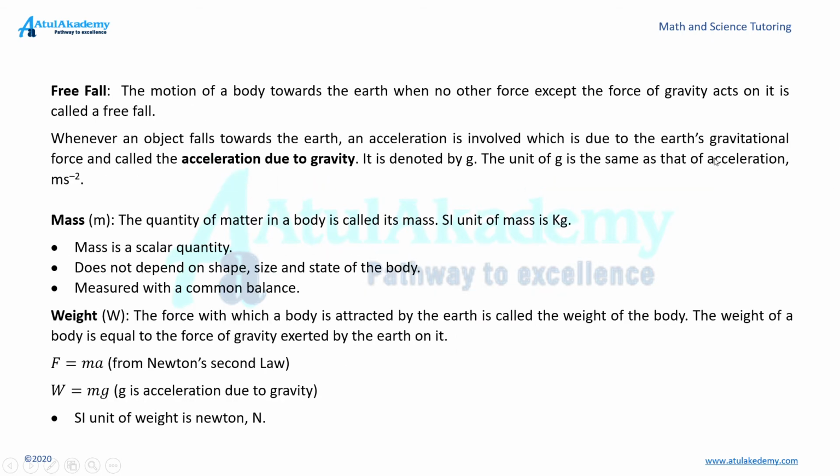Now, what is a free fall? The motion of a body towards the earth when no other force except the force of gravity acts on it is called a free fall. Whenever an object falls towards the earth, an acceleration is involved, which is due to the earth's gravitational force and called the acceleration due to gravity. We denote this by small g, and unit is same as meter per second square, and you know the value of g is 9.8 meter per second square.